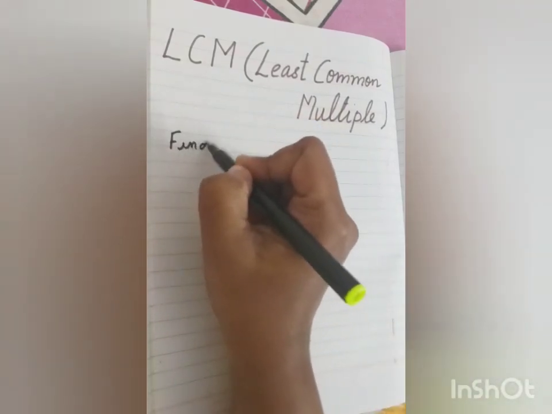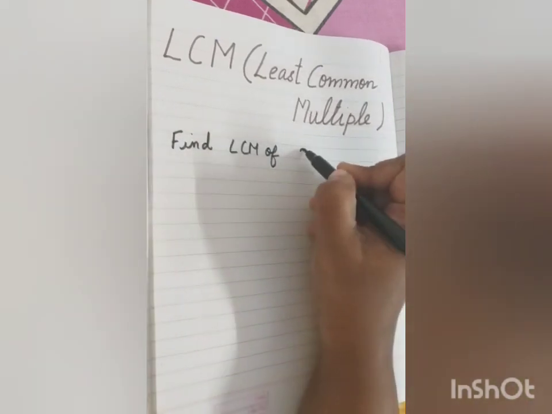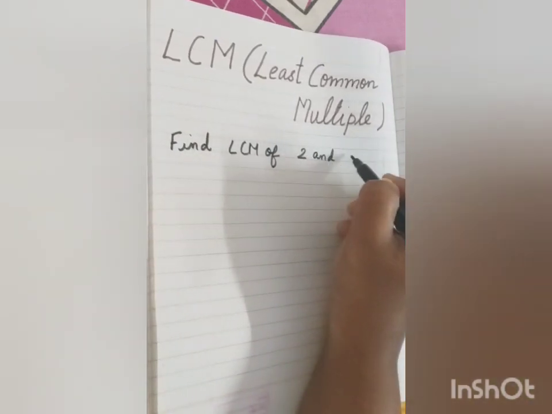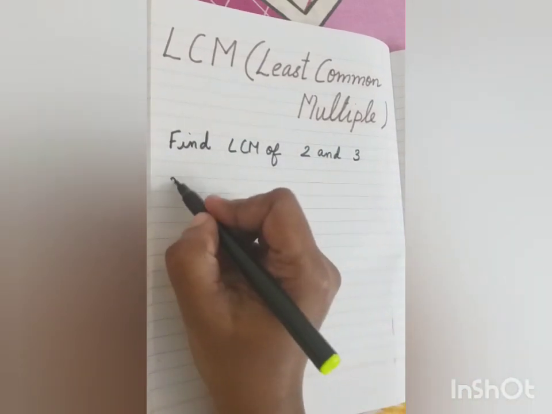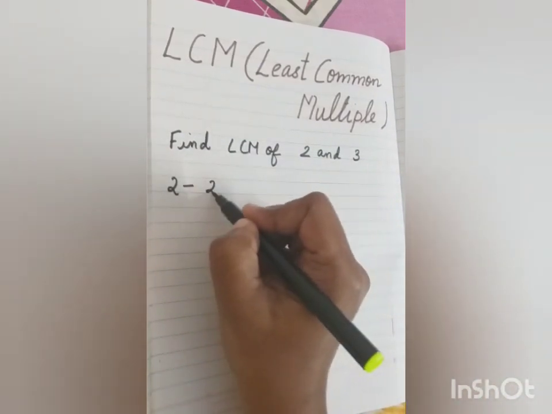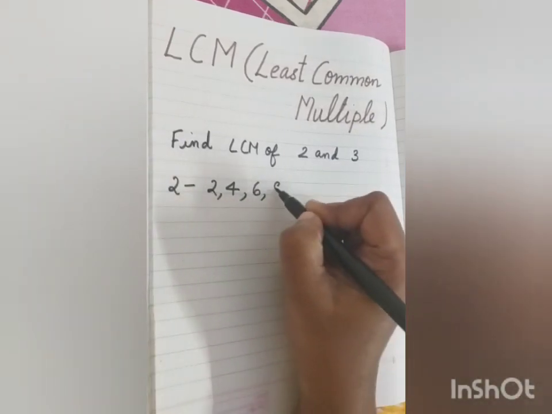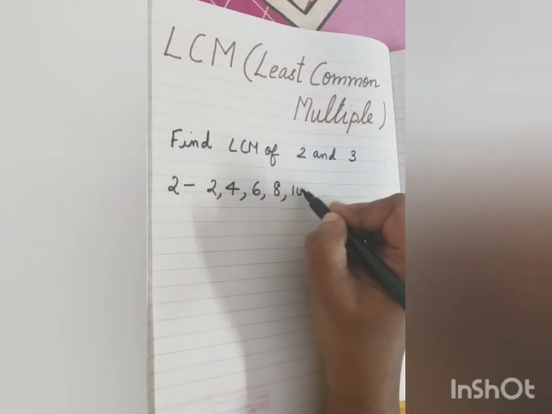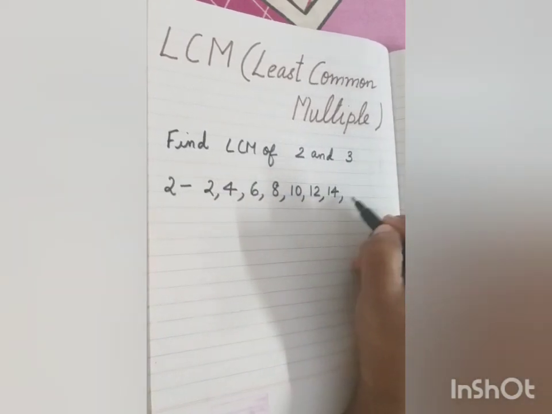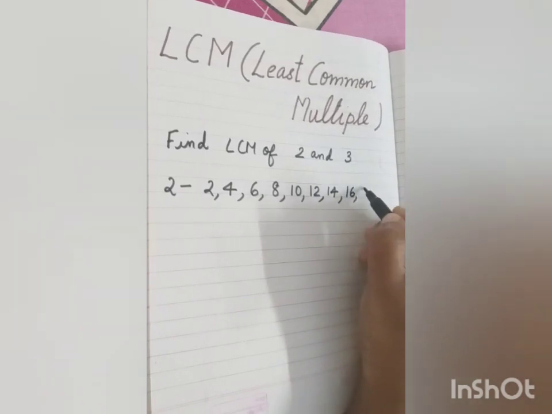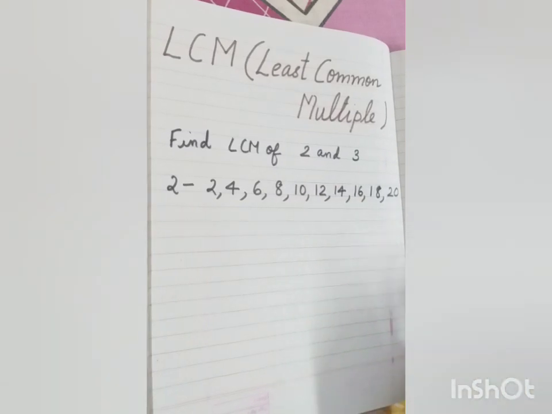Find LCM of 2 and 3. So for this, first let us write the multiples of 2: 2, 4, 6, 8, 10, 12, 14, 16, 18 and 20.